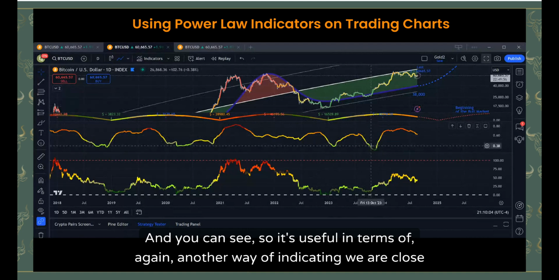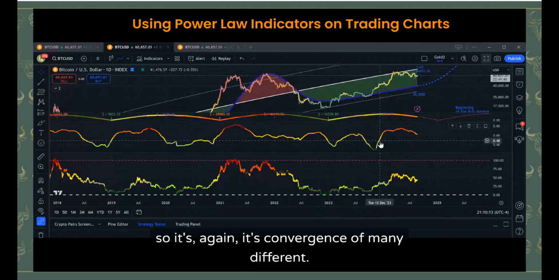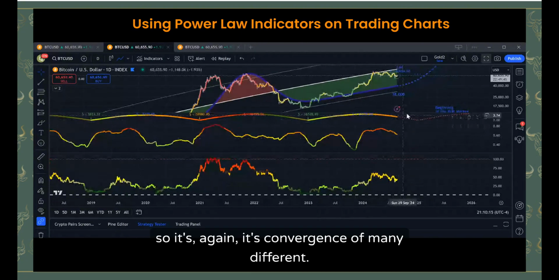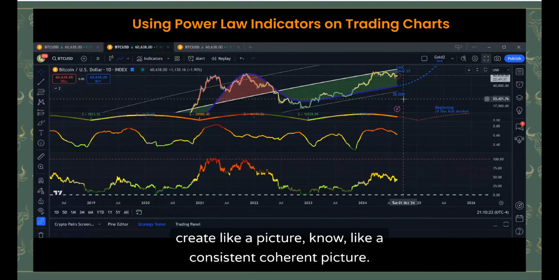So it's useful, again, as another way of indicating we are close to the bottom, that the price tends to oscillate. And so again, it's the convergence of many different types of information, and you put it together and you create a consistent, coherent picture.